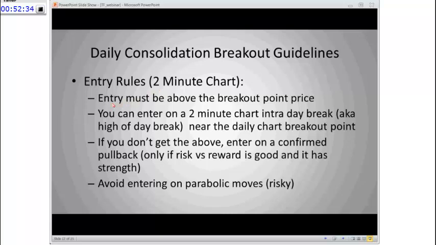Okay, so what we're really looking to do is correlate the daily breakout with an intraday breakout on the 2-minute, and enter on a 2-minute intraday break. If you don't get a fill above, then you can enter on a confirmed pullback after the breakout. What we're looking for again is a confluence of resistance on the 2-minute intraday that lines up with a daily breakout.